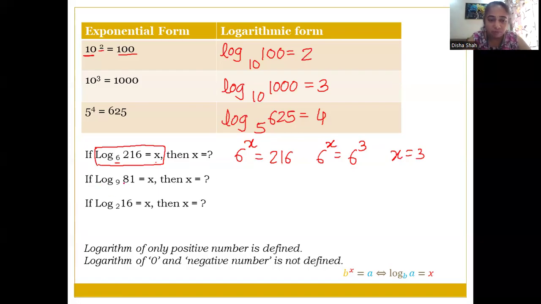Next, log of 81 to the base 9 is equal to x. So what is the value of x? So you think of it like this: which power of 9 gives you 81. So we know that 9 square is 81. So x is equal to 2.